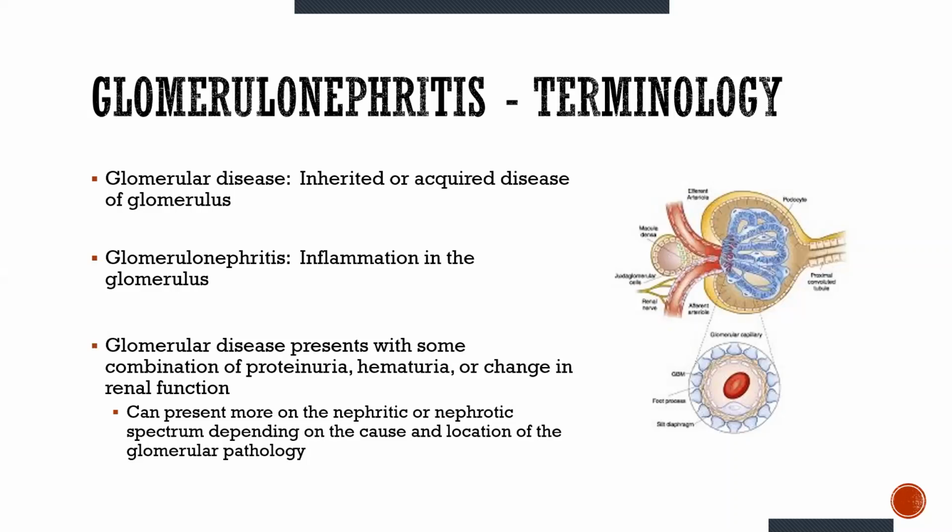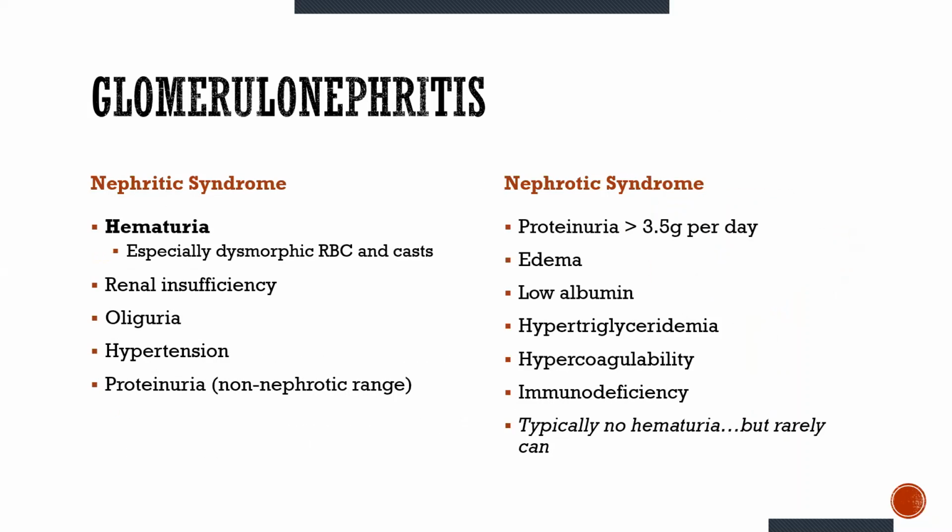Glomerular disease typically presents with some combination of proteinuria, hematuria, or change in kidney function, and it can have one or all of the above. Classically, we learn about the nephritic and nephrotic syndrome spectrums, and different diseases can present on different parts of that spectrum, so it's helpful for diagnosis. But not every type of glomerular disease is going to cause a rip-roaring nephritic or nephrotic syndrome, but it's a good way of at least framing things clinically.